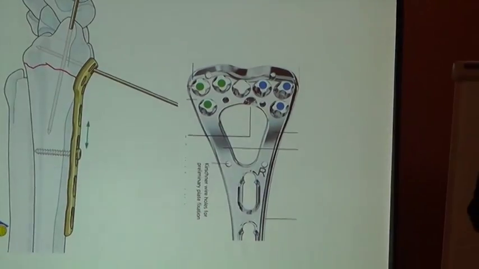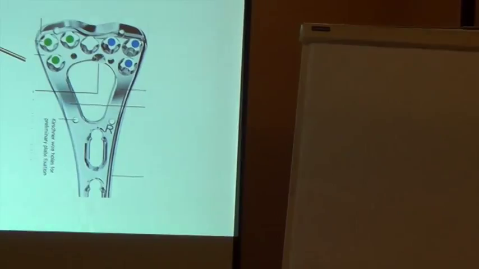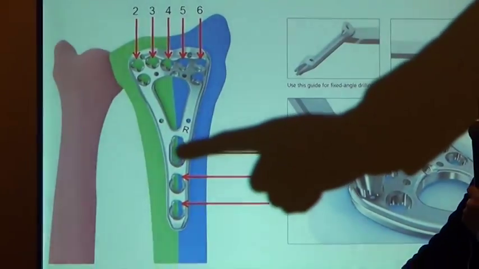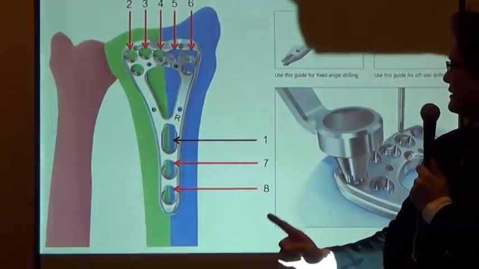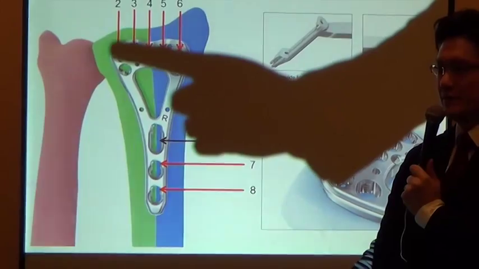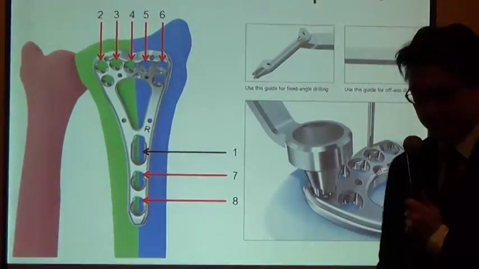So if this K wire is in the joint, take it out, move the plate approximately, and do the same thing and check again. Once you're happy with the position of the plate, the screw placement will be like so. This is the first screw you put, non-locking. Number two screw is the most ulnar side. You put a locking screw without any variable angle.